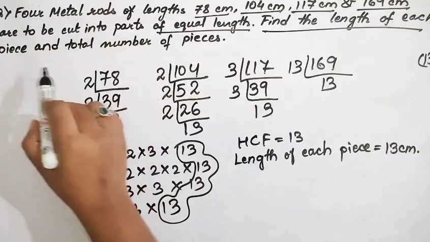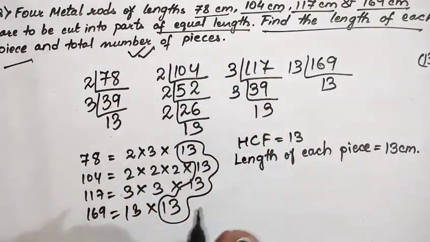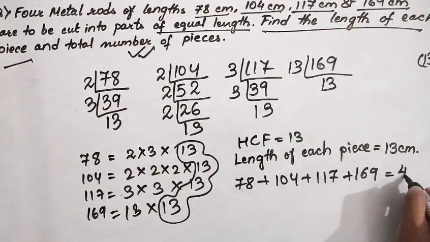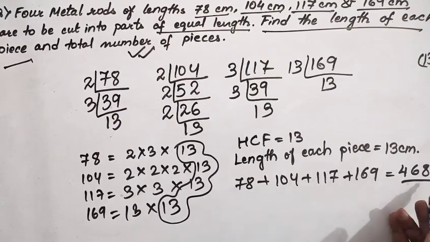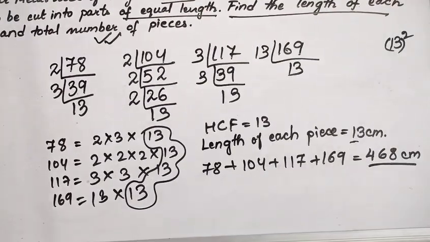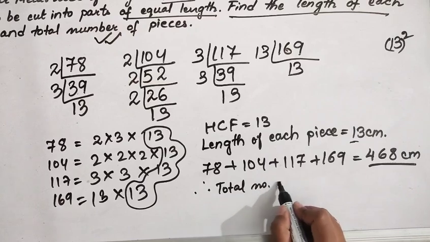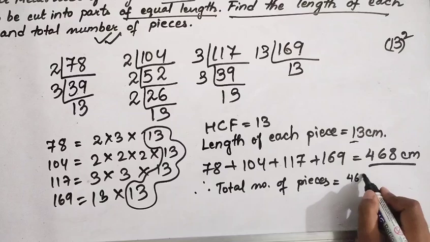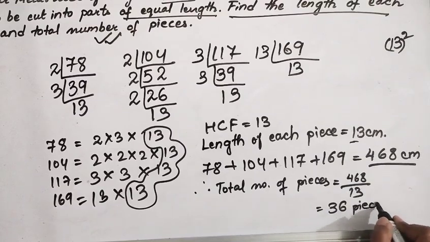This covers the first part of the question. Now we will move to the second one, that is the total number of pieces. To find the total number of pieces, what we will do is we will add all of these numbers. 468 is the total length of the rods, which needs to be divided by 13. So therefore, the total number of pieces will be 468 divided by 13, that is 36 pieces.